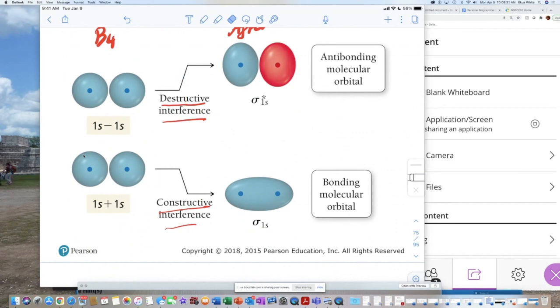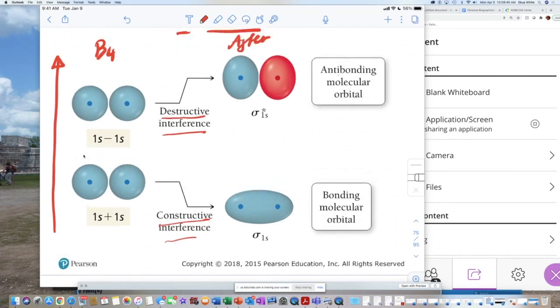So please notice in this picture here, they put the destructive one first, not because that happened before the other one. They're happening at the same time, but what's happening is they have lined these up according to increasing energy level. So remember, the anti-bonding molecular orbital is at a higher energy than the original orbitals. So it is fair for me to draw the original orbitals right here.